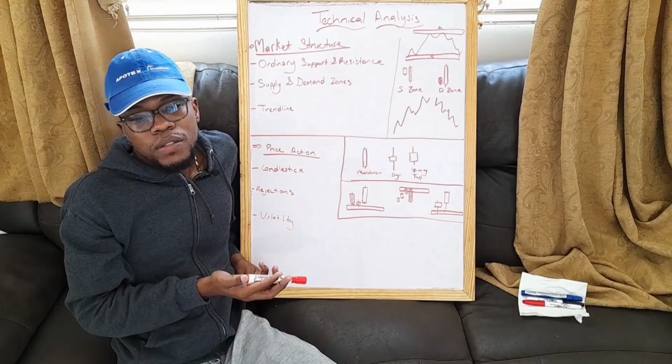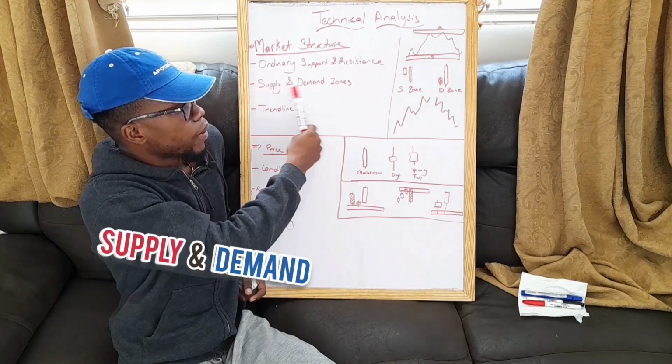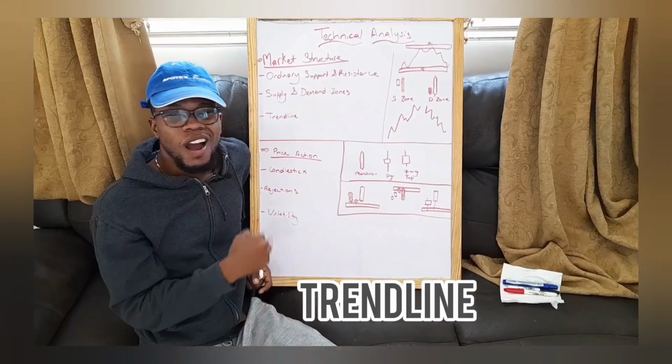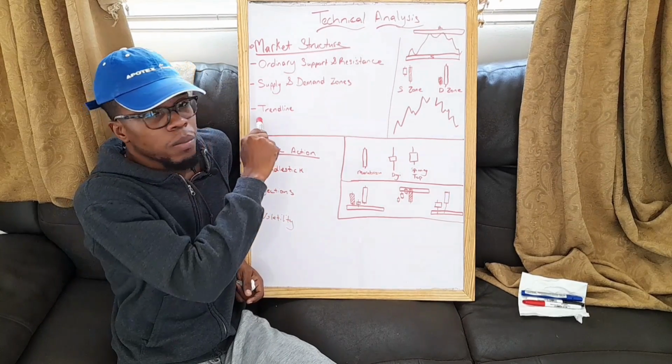So we're going to look at different types of support and resistance. Now, you have ordinary support and resistance, you have supply and demand zones, and you have trend lines. These are all types of support and resistance. Now, you have a lot more, but in the interest of time, I'm going to talk about these three.